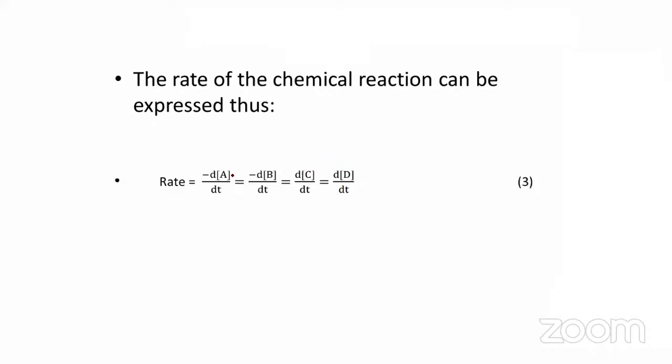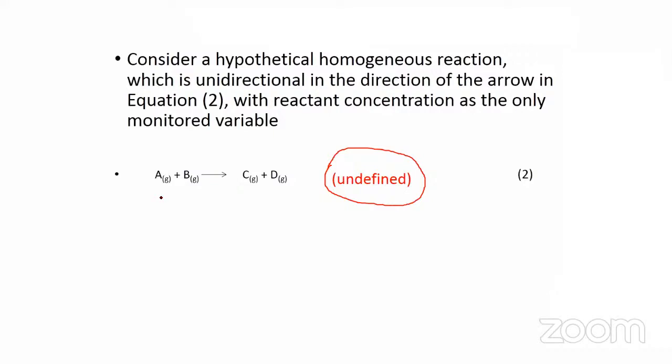They are related. Why are they so related? It's easy. How many molecules of A are here? 1. How many molecules of B? 1. How many molecules of C form? 1. How many molecules of D? 1. So it's not difficult to write the relationship between the reactant and the product.